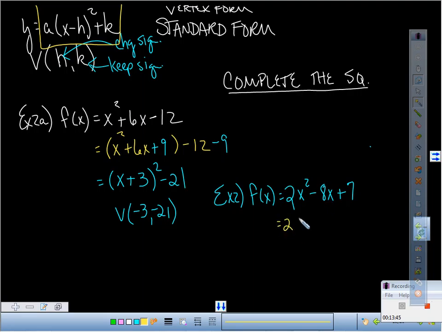All right, so we pull it out, but you only pull it out of the x stuff. Don't pull it out of that plain number. So then I'll get x squared minus what? 4x, and then you got a plus 7 out here. Now this is what I taught my kids. We'll see if they remember.